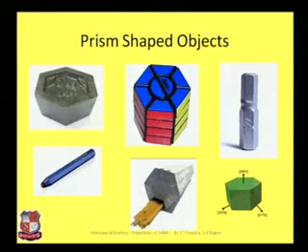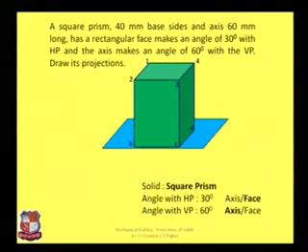Prismatic shapes: these are the examples of prismatic shape: weight balance, head of spanner, scriber and HCP close packed center. This is one example of a square prism. Here a square prism is given with a side length 40 mm and axis, that is height, 60 mm. This is a square prism having a rectangular face, 3, 4, C, D. This rectangular face makes an angle of 30 degrees with the horizontal plane and the axis makes an angle of 60 degrees with the vertical plane. Draw its projection.